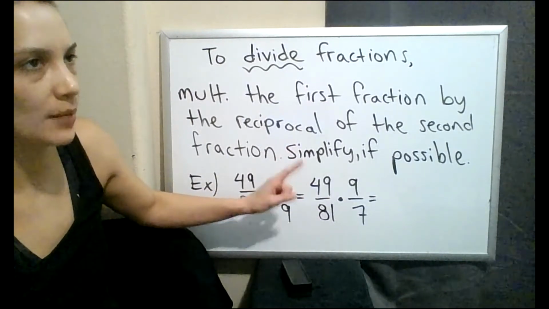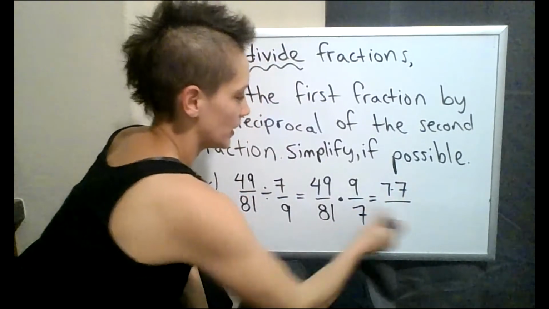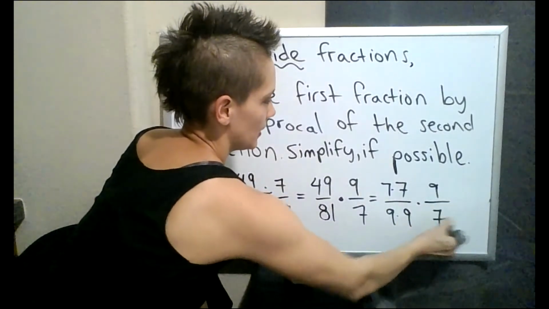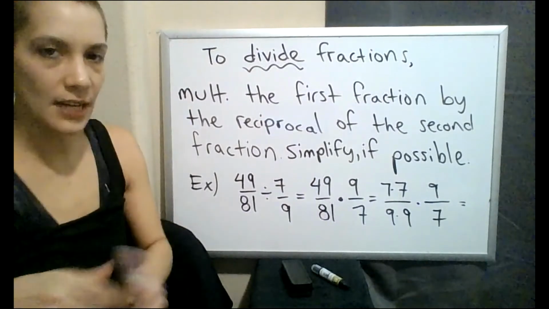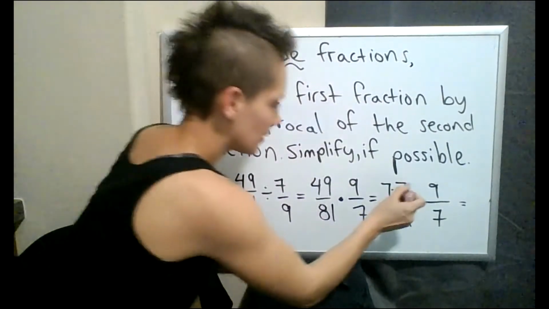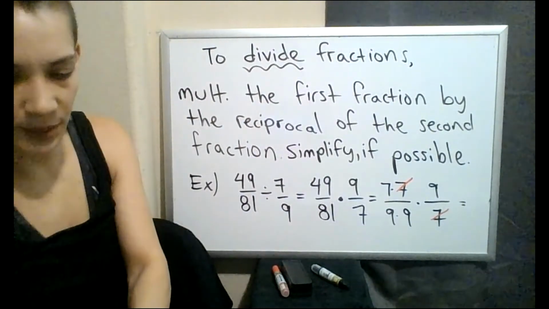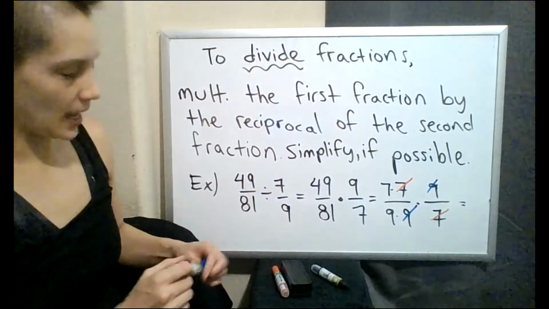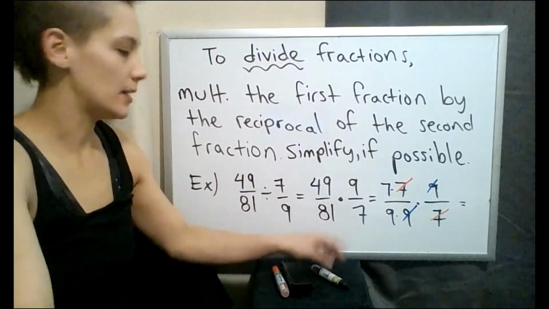So 7 times 7 is 49, over 9 times 9. And a 9 and a 7. So you've got 7/7, which reduces to 1. 9/9 also simplifies to 1. And that 7 is still a numerator. There's a 9 down in the denominator.